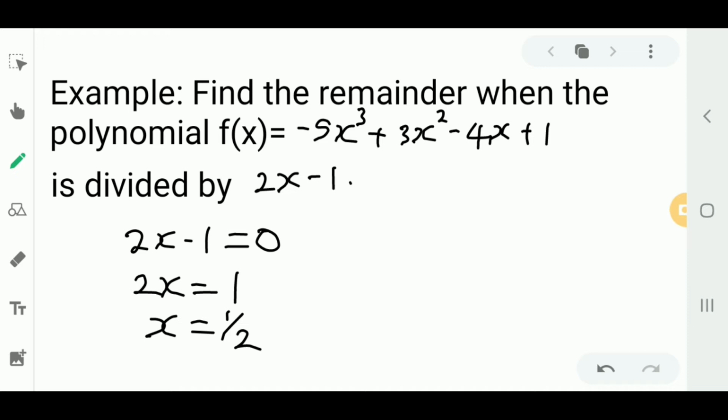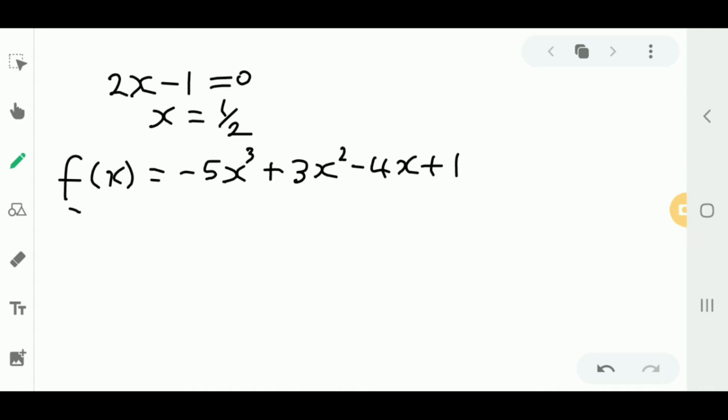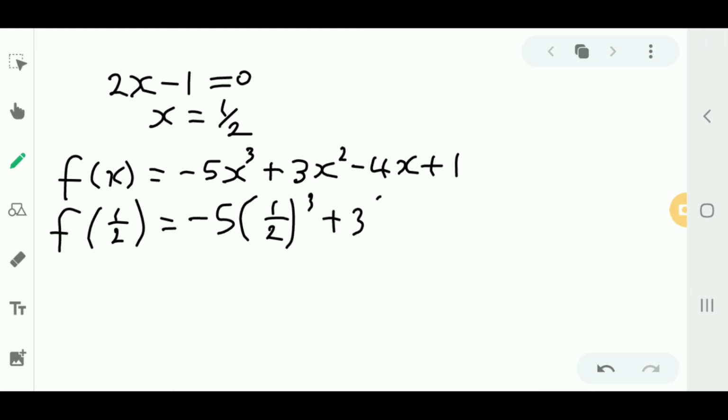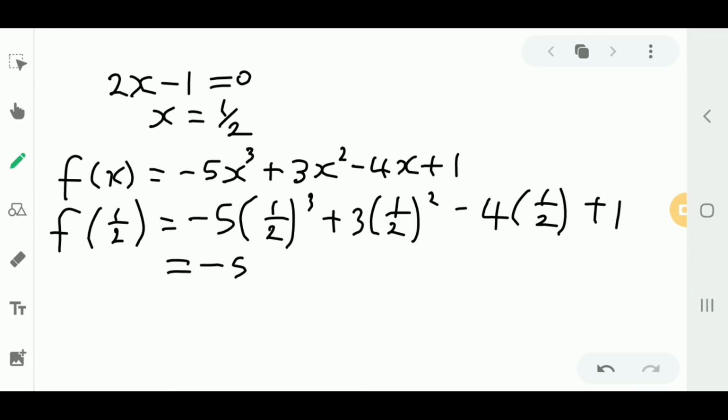So now that we have x is equal to a half, we substitute that in the dividend, which is f of x. So we have f of a half. So anywhere we see x, we're substituting a half. Minus 5 times a half cubed plus 3 times a half squared minus 4 times a half plus 1. So that's minus 5 times a half cubed, which is 1 over 8, plus 3 times a half squared, which is a quarter, minus 4 times a half, which is 2, plus 1.